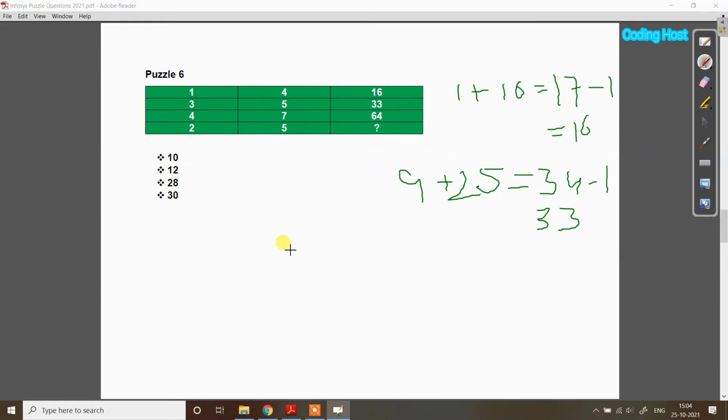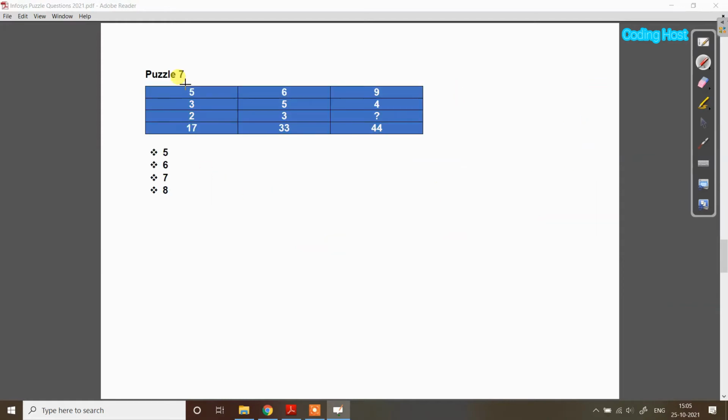2 square is 4 plus 5 square. 5 square is 25. So 4 plus 25 is equal to 29, and 29 minus 1 is equal to 28. So 28 is the right answer. Now we have question number 7.